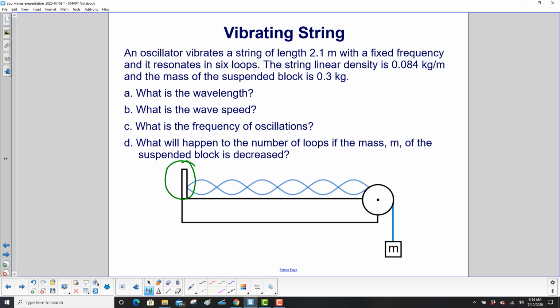What is the wavelength? What is the wave speed? What is the frequency of oscillations? And what will happen to the number of loops if the mass m of the suspended block is decreased?